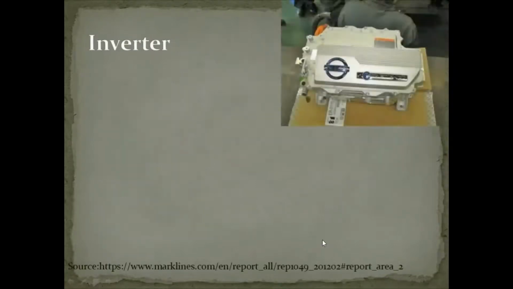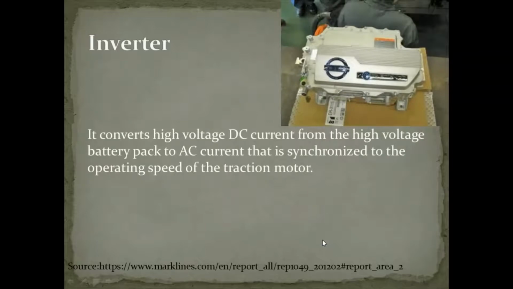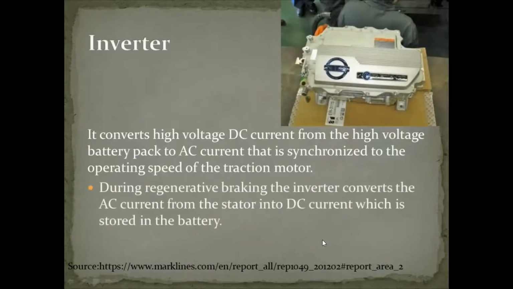Now the inverter converts the high voltage DC current from the high voltage battery pack into the AC current, which is then synchronized to the operating speed of the traction motor. And during the regenerative braking, the inverter converts the AC current from the stator to the DC current, which is then stored into the battery. It adjusts the charging voltage such that the battery array is not overcharged or undercharged.